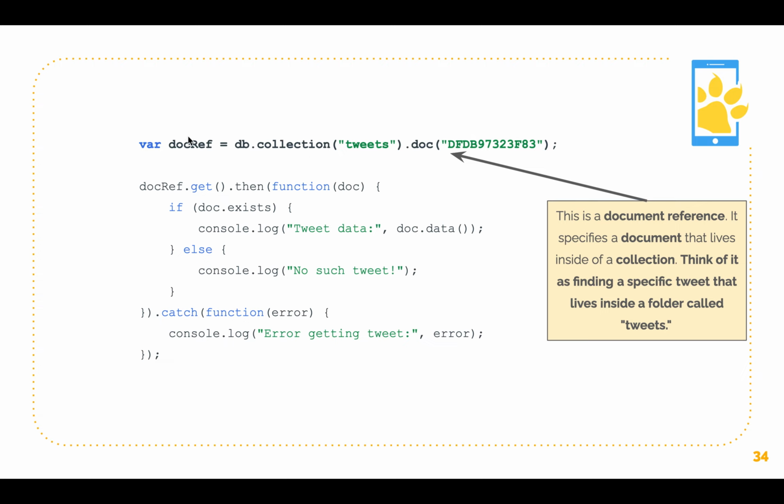So the first thing we're doing here is creating a document reference, and you can see we have a specification of a collection, so that's the tweets collection, and then we pass in an identifier to figure out exactly what document we're going towards. So that's our docref.